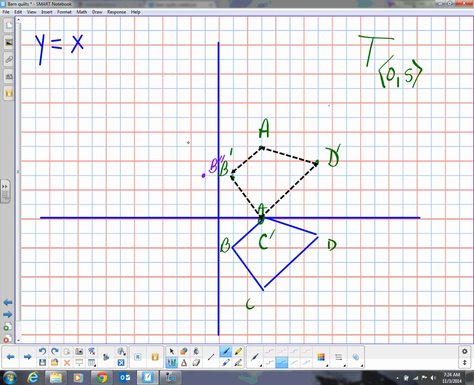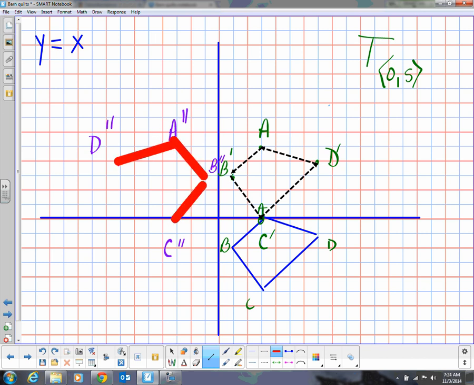A is 3 away, so we want to go 3 away in this direction. That's A double prime. 1, 2, 3, 4, 5, 6, 7. So I stay on this horizontal, 2, 4, 6, 7. And then this is C prime, it is 3 away, so I'm going to come over here 3 away. So this is C double prime. This is D double prime. So my final figure, I'm going to make really fat and red, is this figure. Next question.